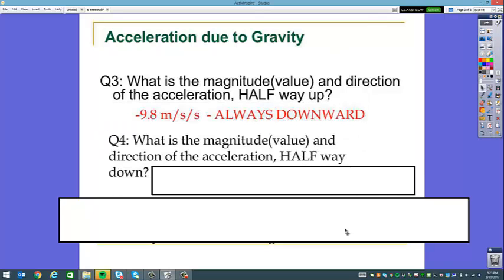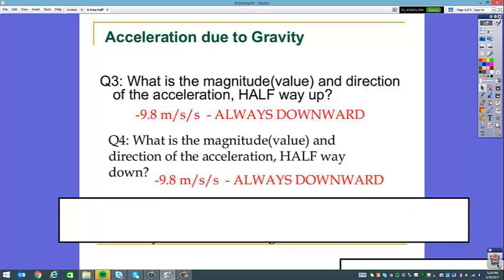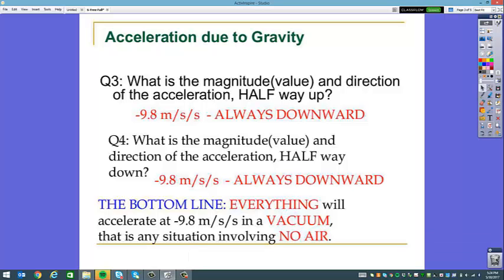Gravity, negative 9.8 meters per second squared. What is the magnitude and the direction of the acceleration when it's on the way down? Still gravity acting on it, so still negative 9.8 meters per second squared. So the moral of the story is that when you're in free fall, your acceleration at every single moment in time is negative 9.8 meters per second squared, which is your acceleration due to gravity.